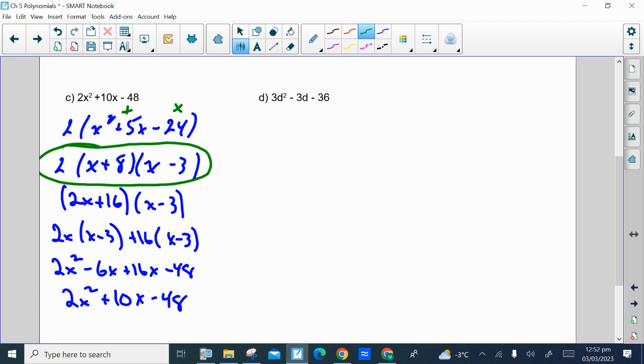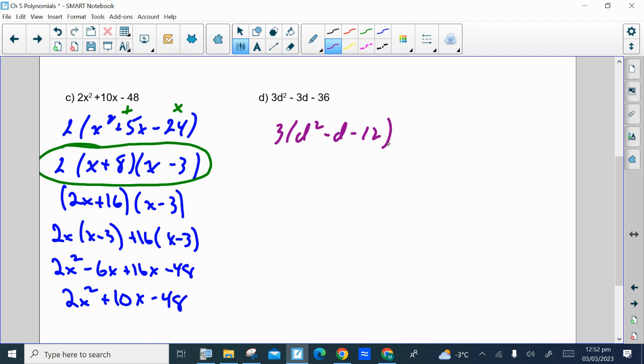So these are the correct factors. There are 3 factors for that one: 2, x plus 8, and x minus 3. Okay, question D. There is a common factor there of 3. And to get what the other factor is, again, you divide all of the 3 terms by the common factor of 3.